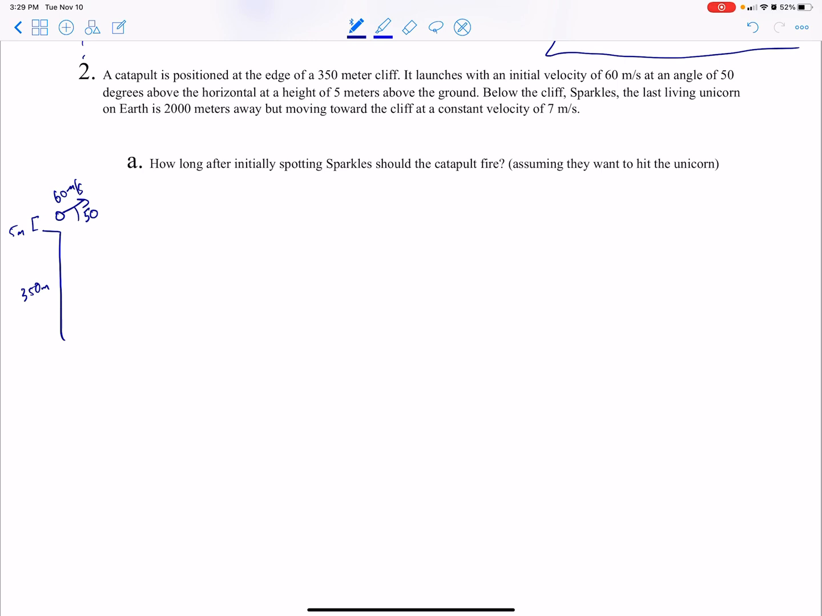And you can imagine down here, there is a little unicorn. And it is 2,000 meters away. So this position right here, let's call this 2,000 meters. And it is moving towards the cliff at a constant velocity of 7 meters per second. How long after initially spotting sparkles should the catapult fire?